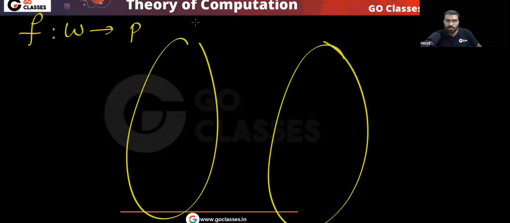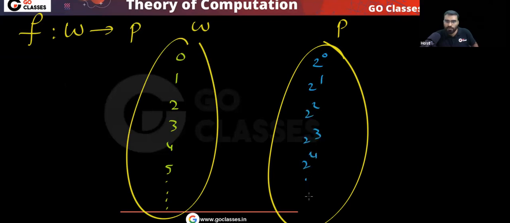From W to P, can you give me some bijection? This is your W, this is your P. This is your 0, 1, 2, 3, 4, 5, and so on. And this is your 2^0, 2^1, 2^2, 2^3, 2^4, and so on. Yes, this simple bijection you can give.